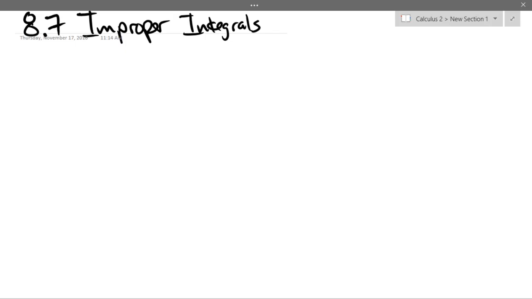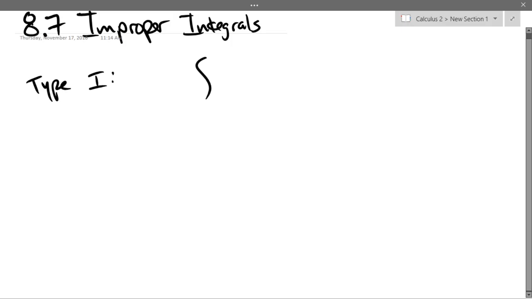And one type is where you're basically integrating across infinity. And there's two ways to do it. I don't know which one your book calls type 1 and type 2, so I'll just go with type 1 being the first one I'm thinking of. Type 1 is where it looks like the integral from a to infinity. So instead of a to a number, this is a all the way.